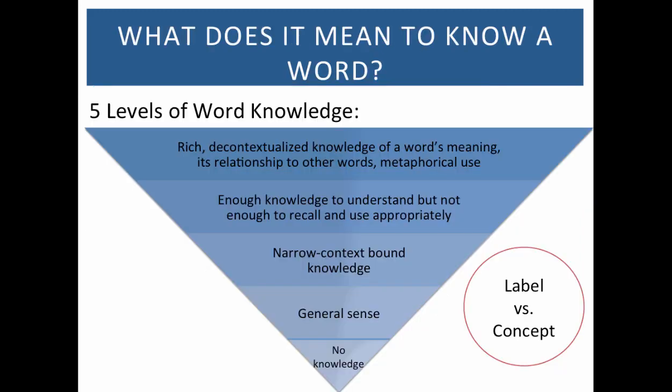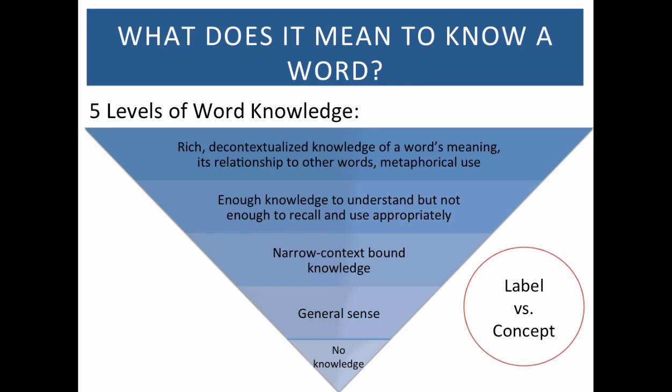When we talk about word knowledge, what does it really mean to know a word? At a very basic level, when we first encounter an unknown word, we have basically no knowledge of it. Perhaps on our second encounter, we have a general sense of the word. We've seen it and we kind of know what the word means. Subsequent exposures, we might have a narrow context-bound knowledge of that word.